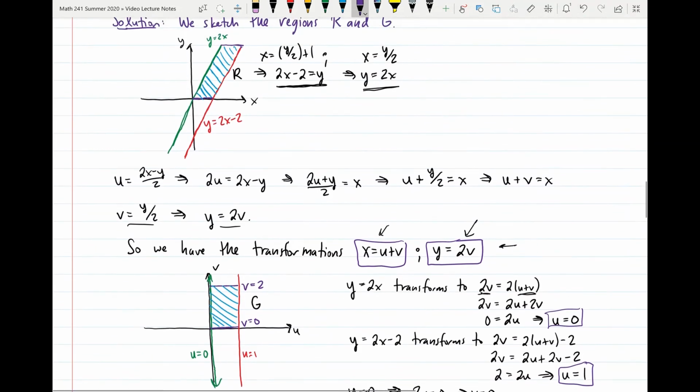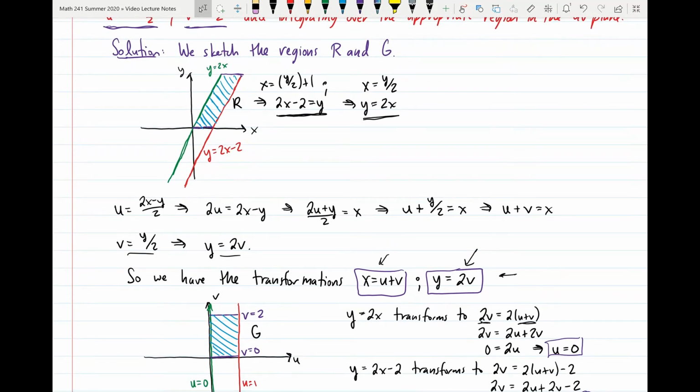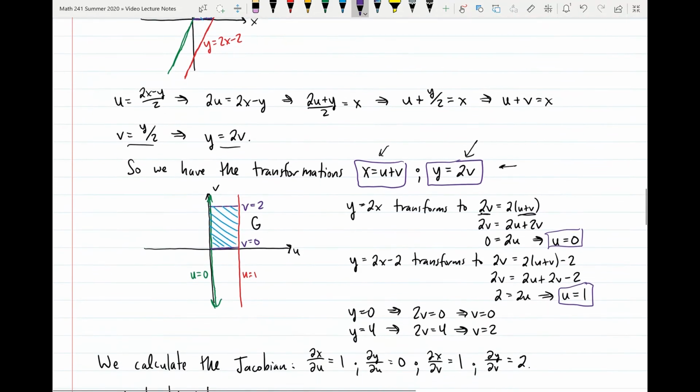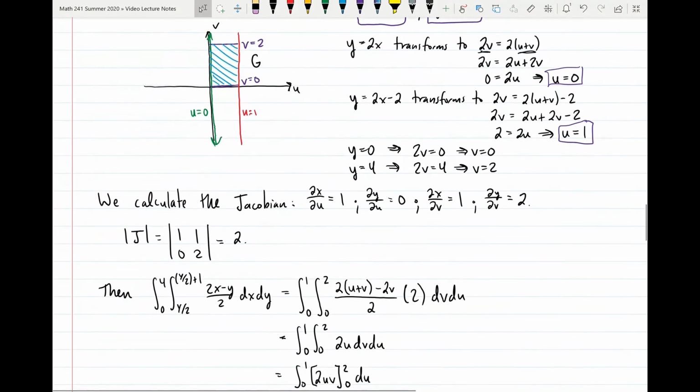So hopefully you can see that the region in the UV plane now under the transformation is going to be easier. It's going to be easier for us to find limits of integration over this region than it would be to find limits of integration for the region R in the XY plane. And this is one of the benefits of using these transformations.